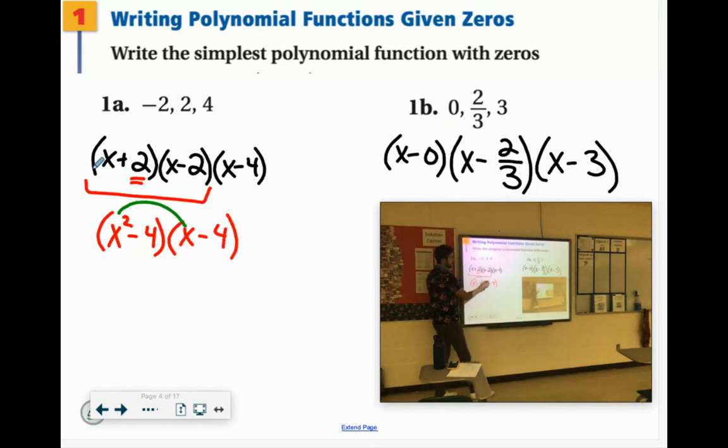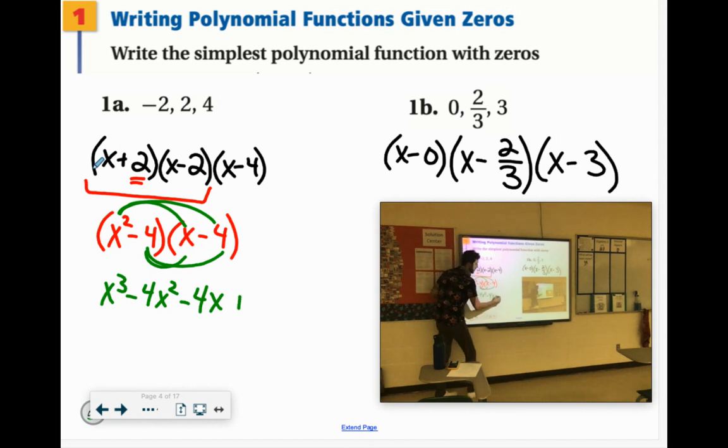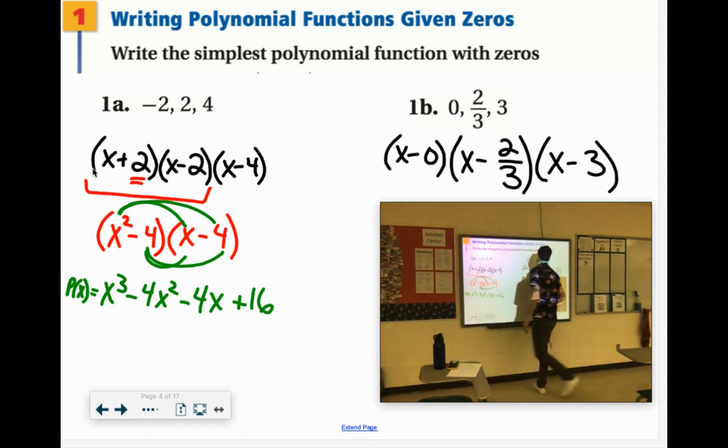So x squared times x is x to the 3rd power. x squared times -4 is -4x squared. Inside, I have -4 times x is -4x. And last, -4 times -4 would give you +16. You can't combine any of these. There are no like terms here. So I'll just write p of x equals. Done. I'm going to come over here.